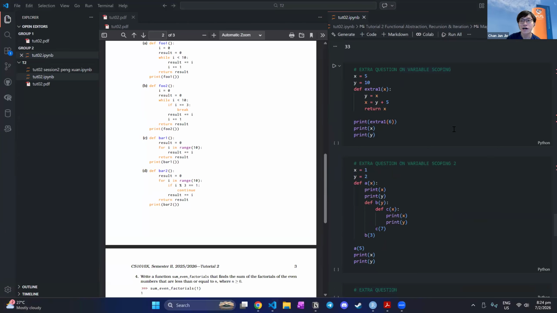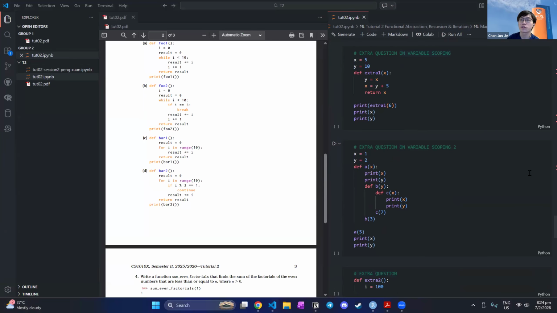All right, so I have a few extra questions for you guys. They are on variable scoping. I'll give you a minute to look through each question. Pretend you're in an exam, so don't just run the code. Just get out a pen and paper and trace through the code. Later I'll ask you what will be the expected output of running each expression.